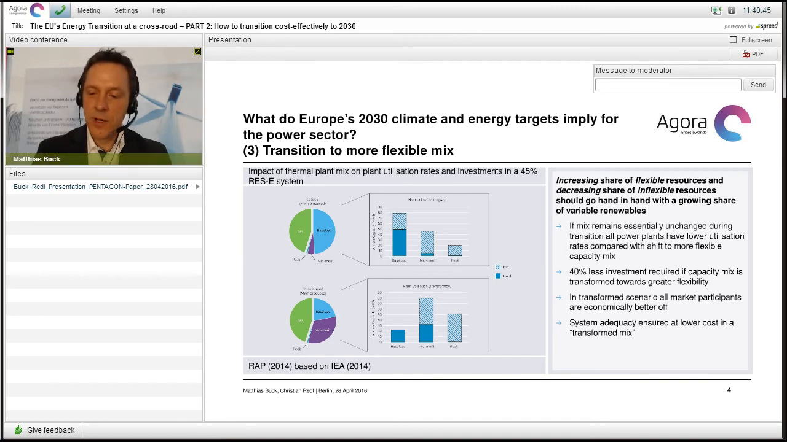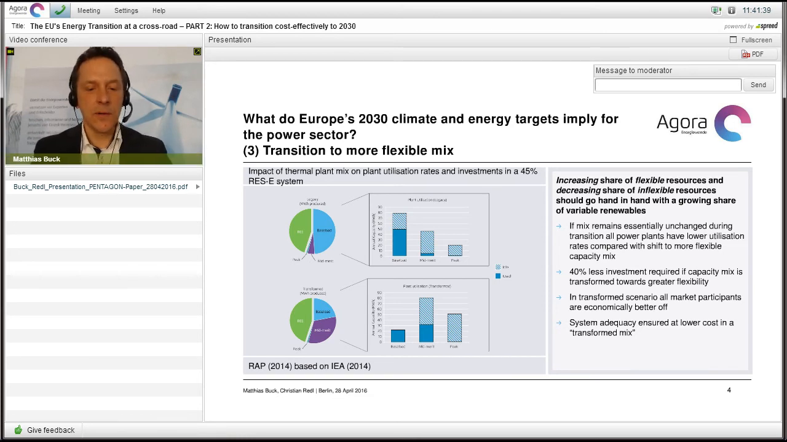The IEA in 2014 published an important study called Power of Transformation, and this is very clearly documenting that if you are simply building new renewable capacity into the existing mix, but not changing the existing mix, the overall costs of the transition will be significantly higher than if you were to increase the share of flexible resources while also decreasing at the same time the share of inflexible resources. Now, the important point here really is that when we are discussing the power system transformation, we are not only discussing the quantity of installed capacity, but really the quality of the mix as we see it.